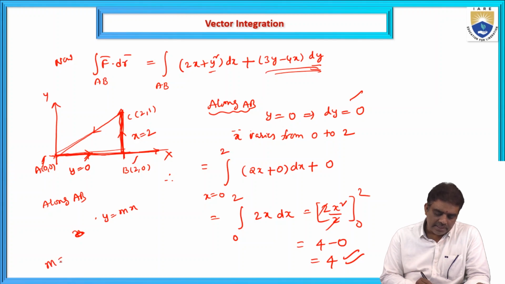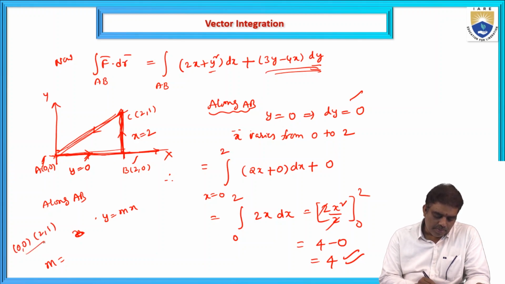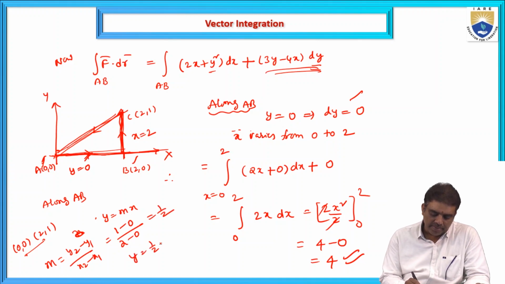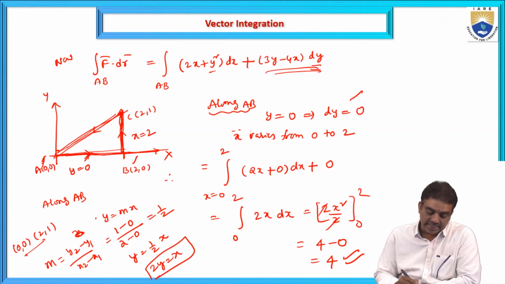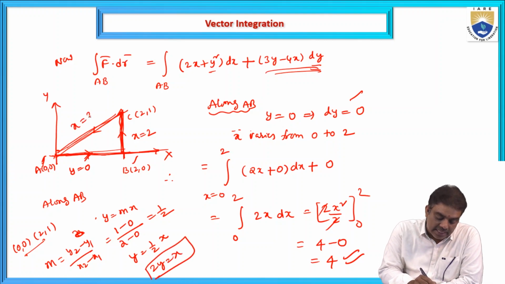So what is the slope? Let us calculate this line's equation. This is the slope between the points (0, 0) and (2, 1). The formula is y2 minus y1 by x2 minus x1, that is 1 minus 0 by 2 minus 0, which is equal to 1 by 2. So y is equal to 1 by 2 into x, or x is equal to 2y. That is the line x is equal to 2y.